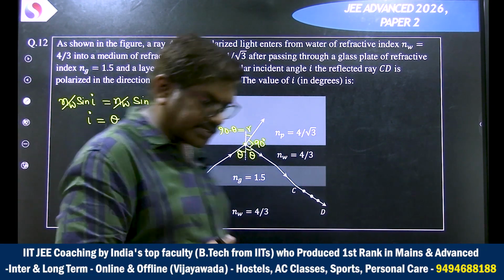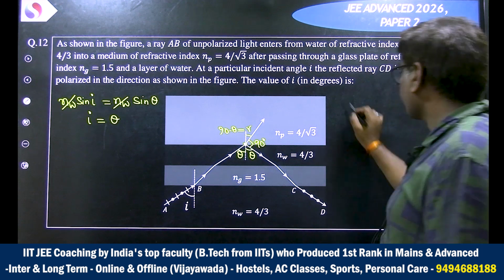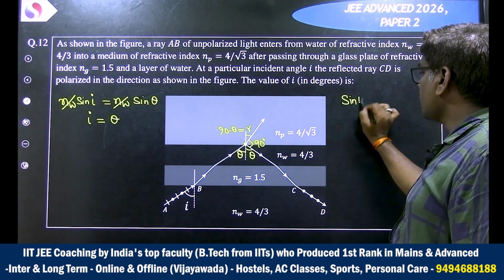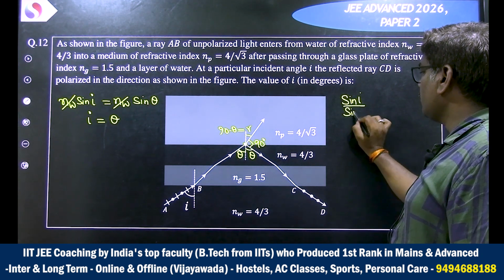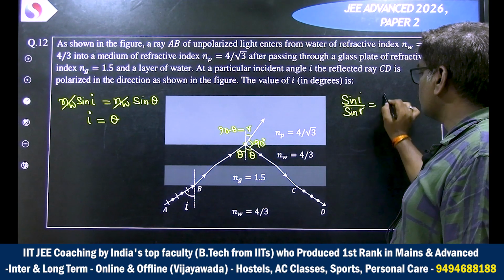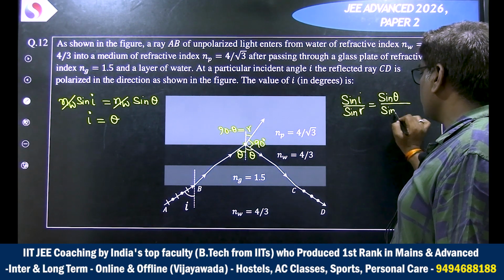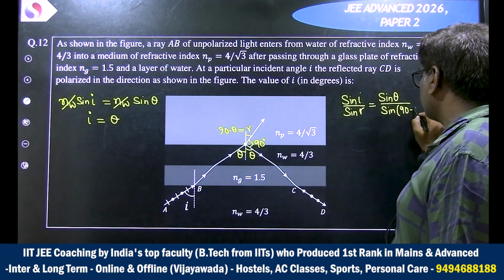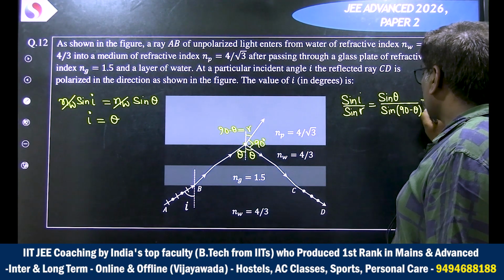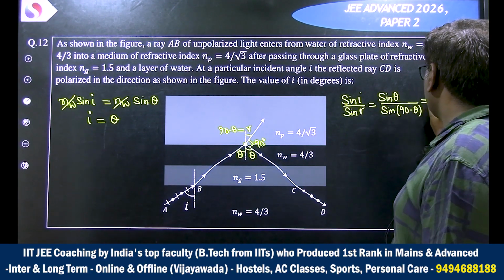That means sin I by sin R will be tan theta. Sin I by sin R, that will be equal to sin I, that is sin theta, upon sin R, that is sin of 90 minus theta. So it becomes tan theta. Tan theta, which is equal to NP by NW.